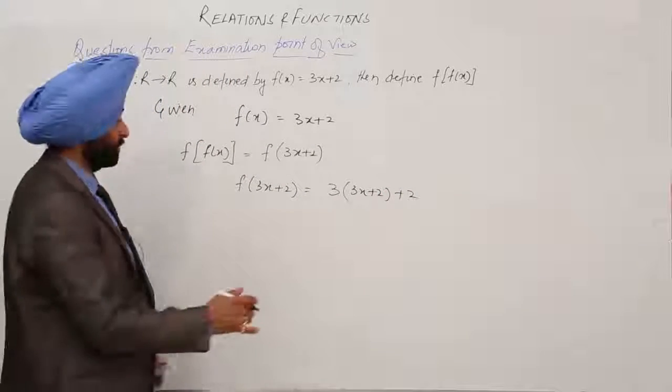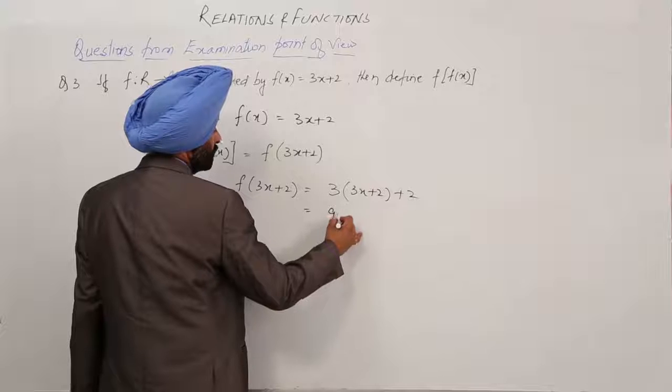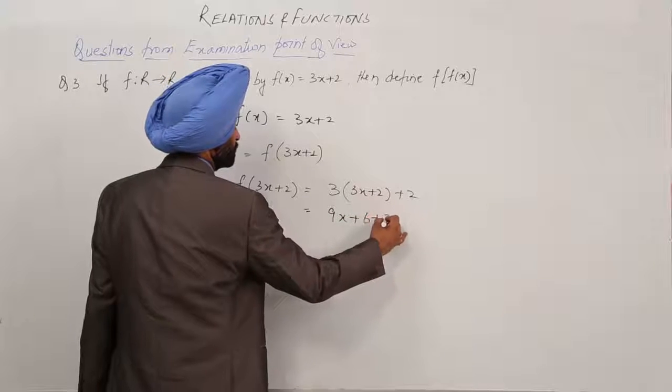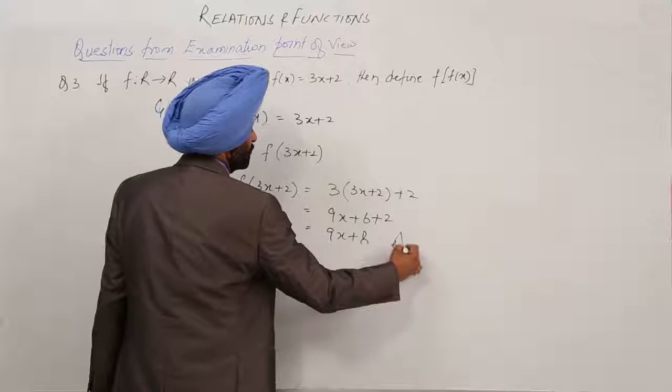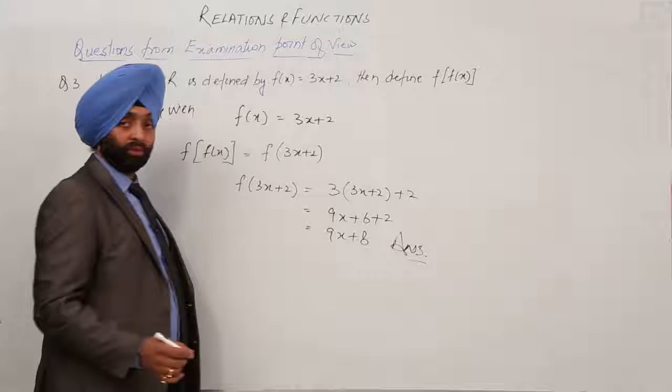Is it clear? Simple. And this is now 9x + 6 + 2. It is 9x + 8. Now, this is the answer. Simple question. Okay, for 1 mark.